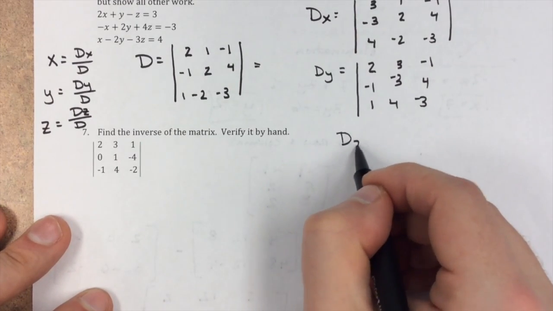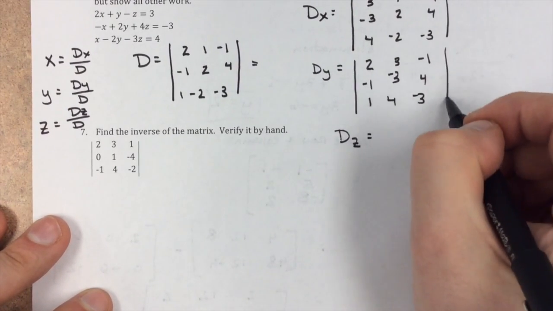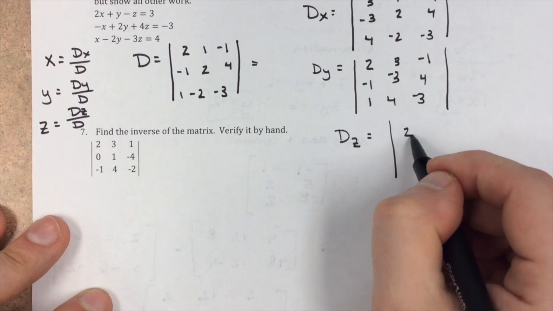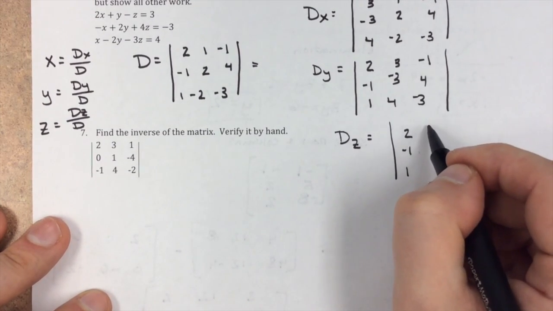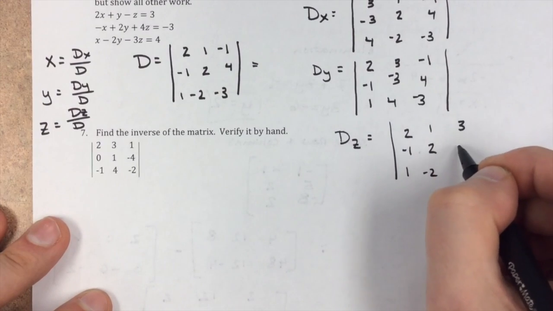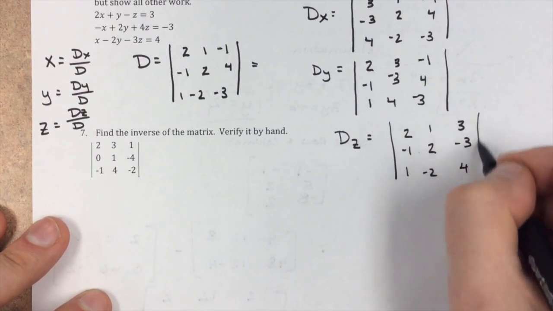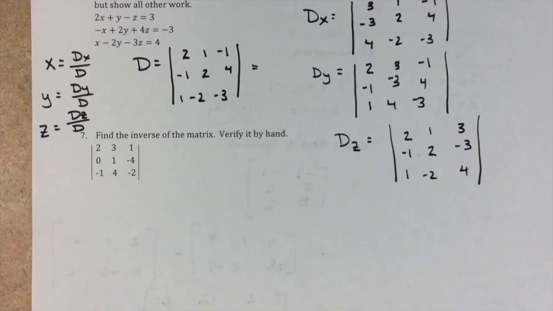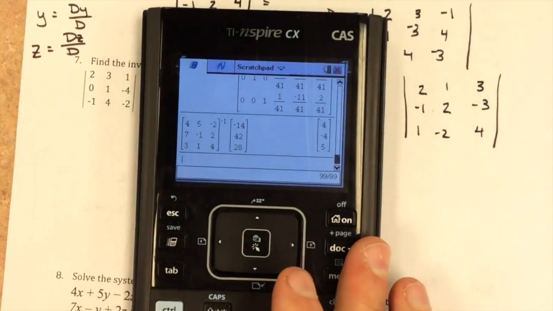And then our dz, the x stays the same, the y stays the same, the z gets the answer column. So the z gets replaced. So if we go to our calculator, let's see if this shows up nicely on our screen.